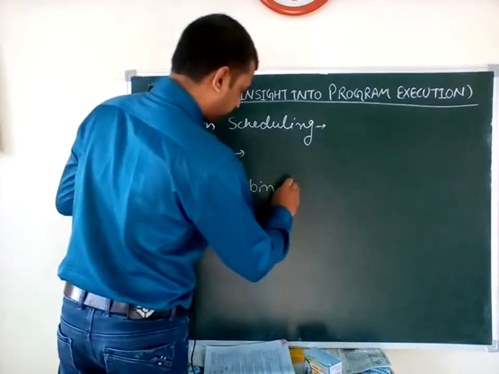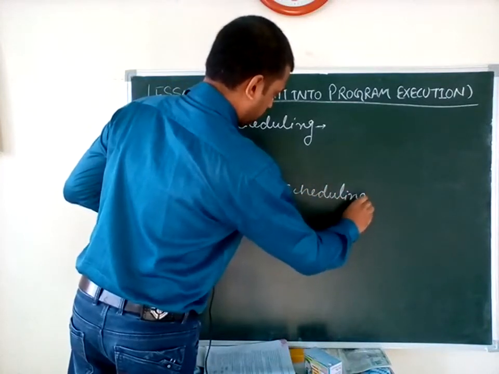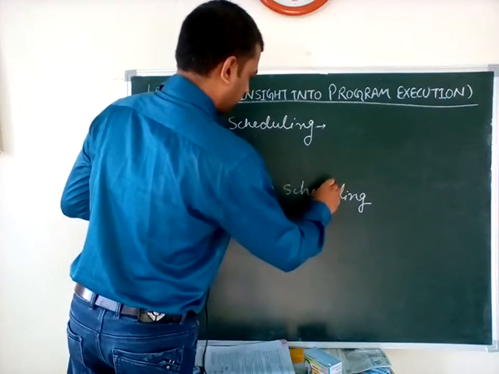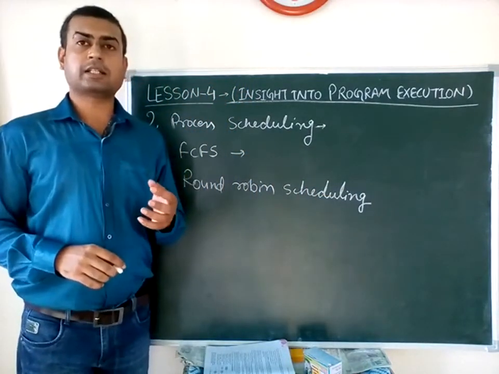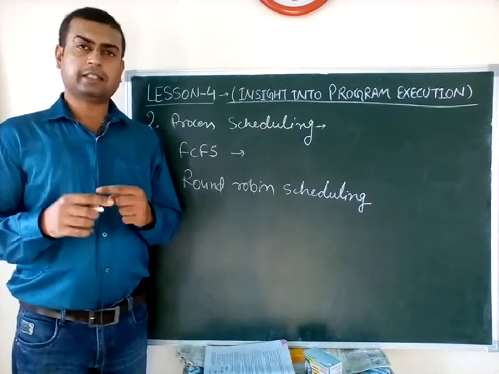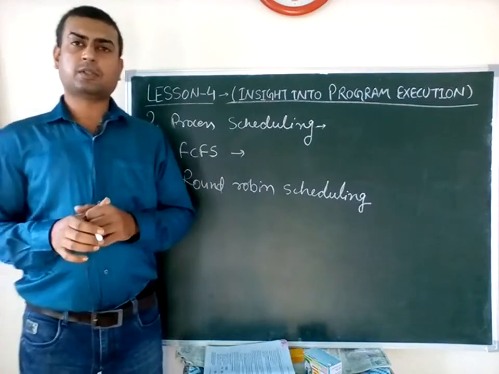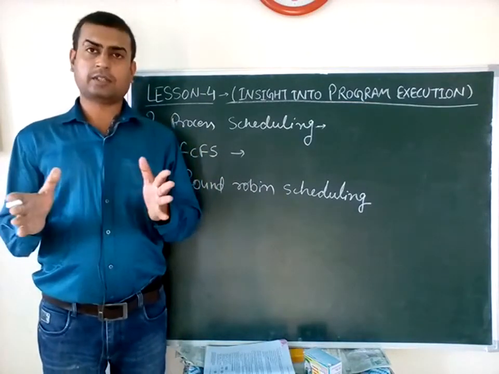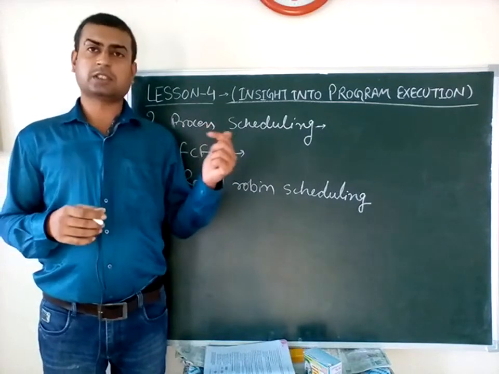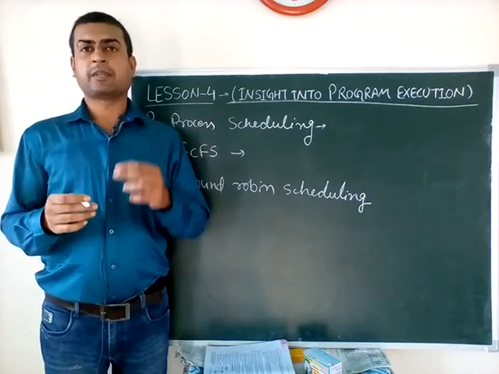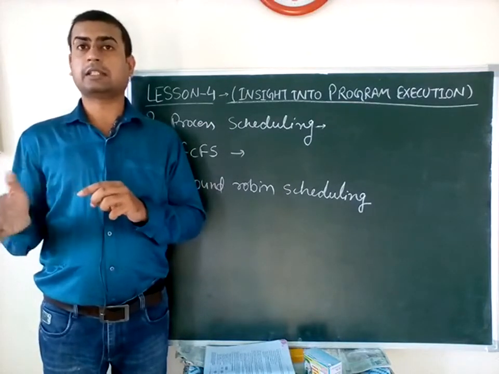Round robin scheduling. Round robin means every process will get some time, and within that time it has to be evaluated. In round robin all the processes will get an equal amount of time, and with that equal amount of time every process will try to complete its work. If any process is unable to complete its work, it has to wait for its next time.